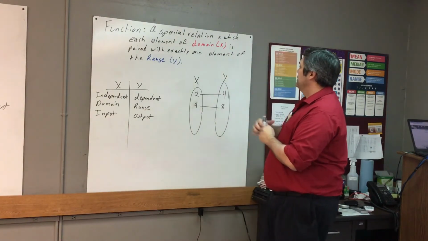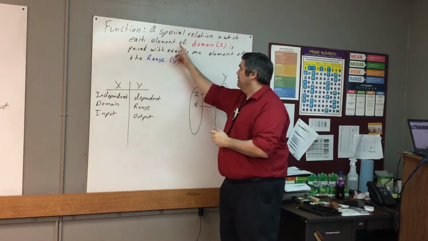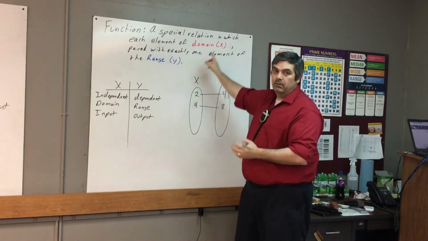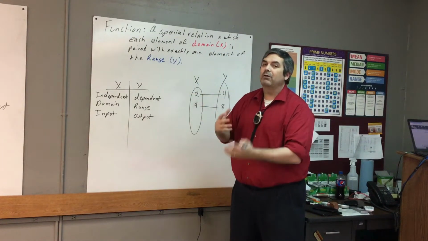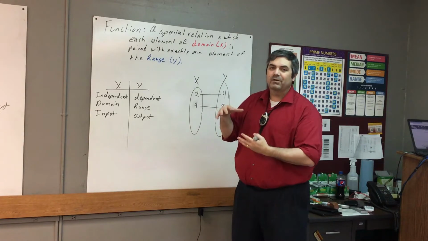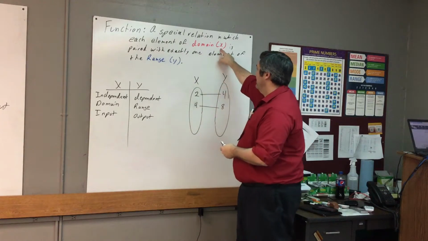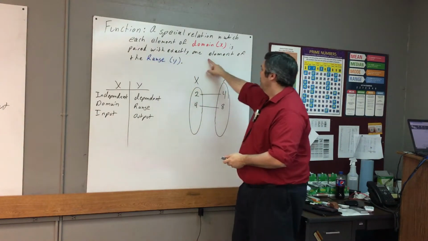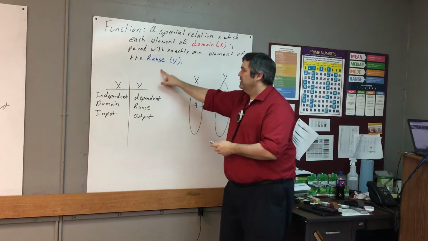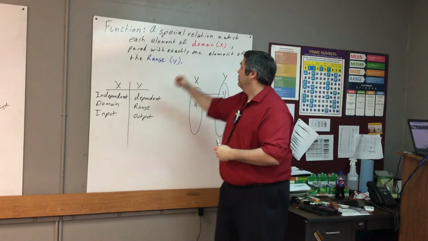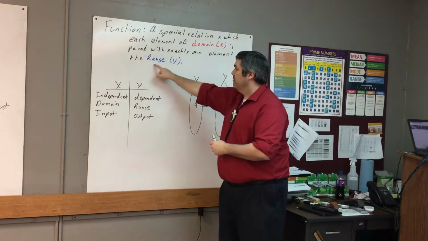A special relation is one in which each element of the domain, X. Now I'm giving you another way that we call X's. They have all these different names that we call X's. So each element of the domain X is paired with exactly one element of the range Y. So now you have domain for X, range for Y.